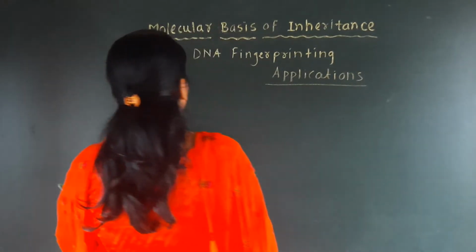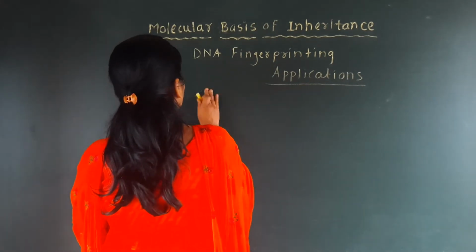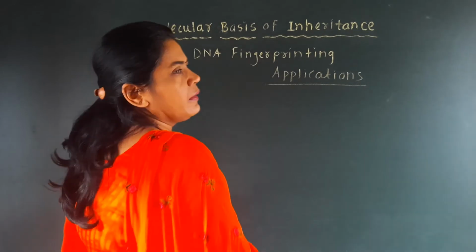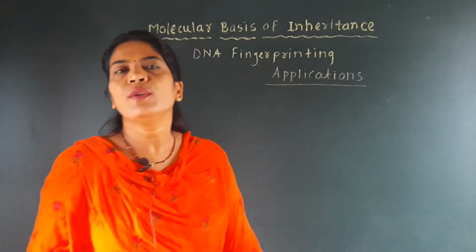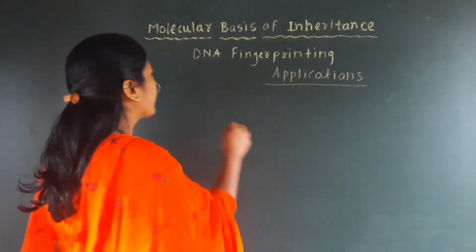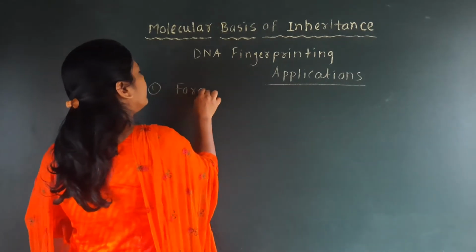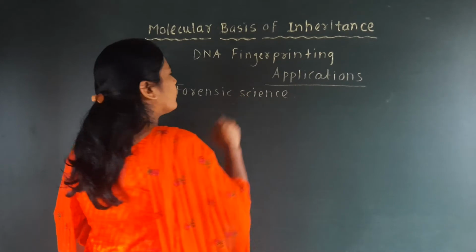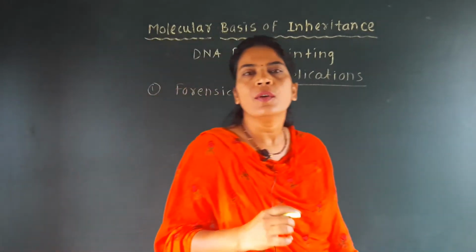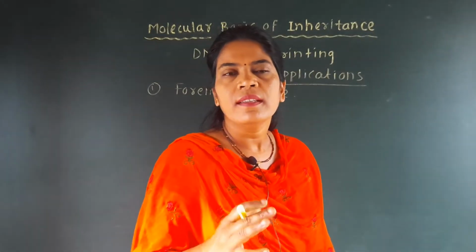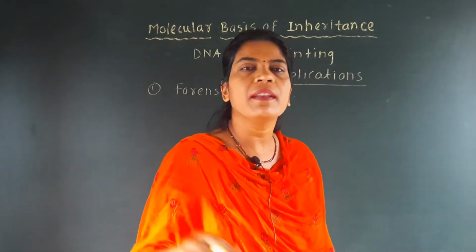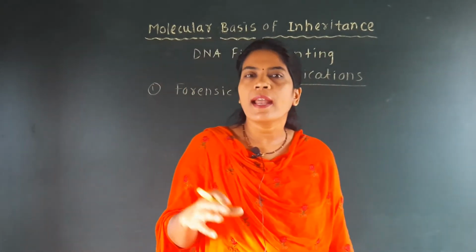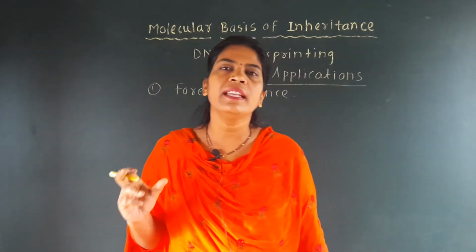The first application is that this DNA fingerprinting can be used in forensic science. What is meant by forensic science? Forensic science is a science branch where criminal case investigation is there. Criminal cases are there, which are linked to legal action.